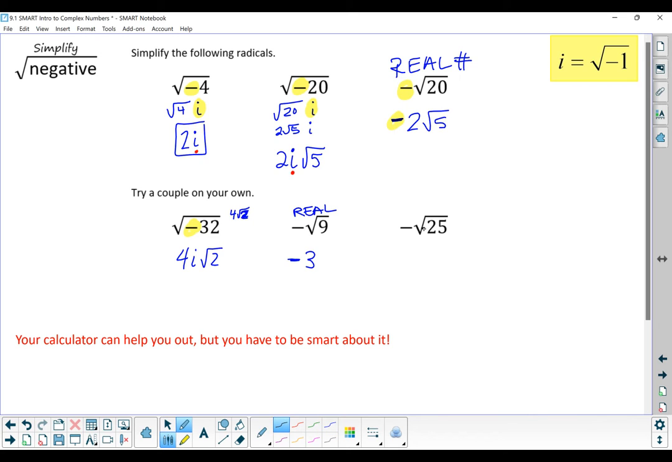And then the last one, you have a negative both inside and outside. So mine has a little typo there. So the negative outside means that we've got a negative answer. The negative inside means we have an imaginary answer. The square root of 25 is 5. So the negative root of negative 25 is negative 5i. And again, the negative here just means we have a negative answer. The negative here means that we have an i, and the square root of 25 is 5. So our answer is negative 5i.